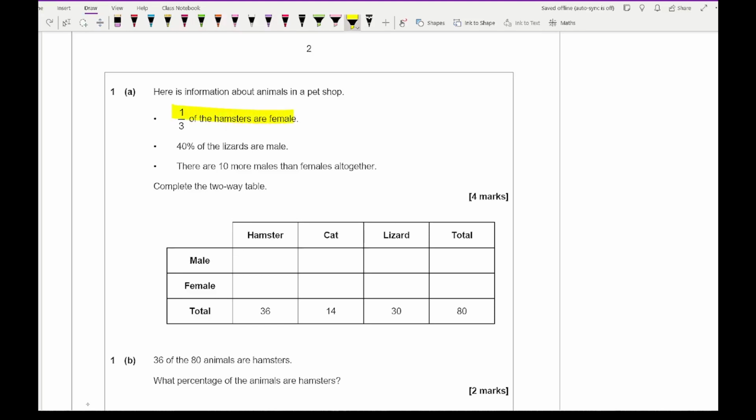So let's have a look at working out the third of the hamsters are female. We know that the total number of hamsters is 36. So what we've got to do is just work out a third of 36. A third of 36 is 36 divided by 3 times by 1, so that's going to give me an answer of 12. So that means if this answer here is 12, then this top answer is going to be 24.